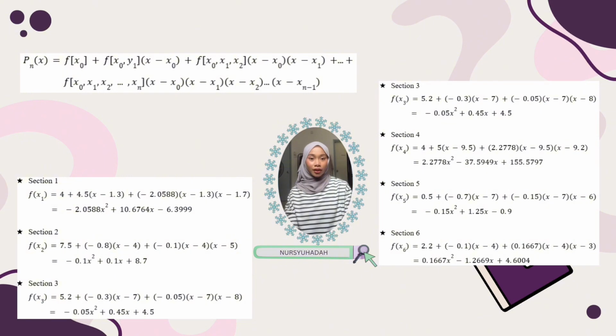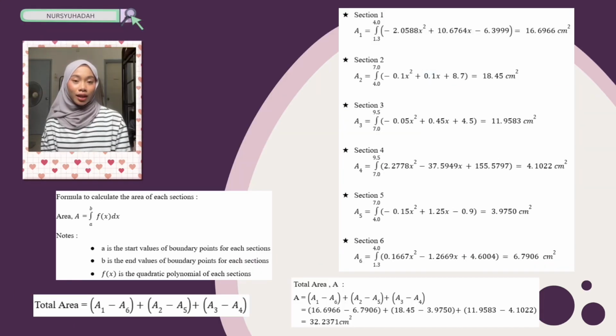Using the divided difference tables obtained earlier, the quadratic Newton forward interpolation polynomial was constructed for each section, and here is the general form that we use. Next, we calculated the area of each section by applying the integration formula. Once the areas of all sections are determined, we sum them together to find the total area.